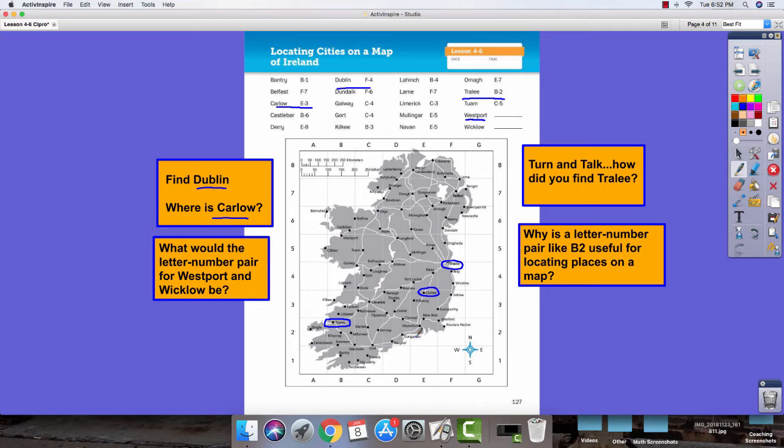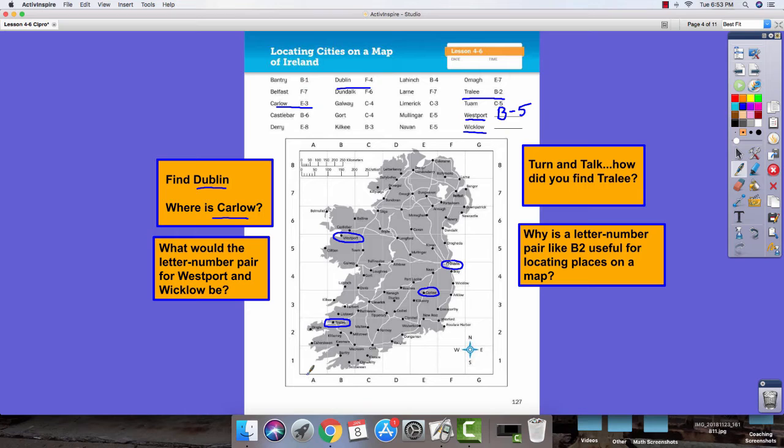So Westport should be located at the space B5. So if I go over to B and then up 5. 1, 2, 3, 4, 5. Here's Westport on the very edge here. Okay, so I could write the letter number pair B5 for Westport. Now, why don't you guys try finding the city of Wicklow? All right, so pause video, find Wicklow, pause.